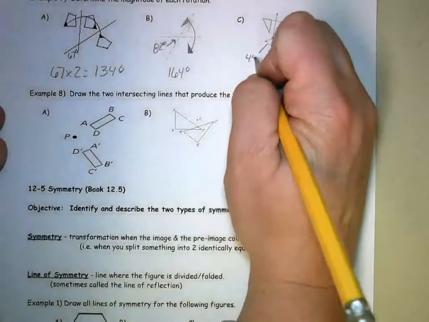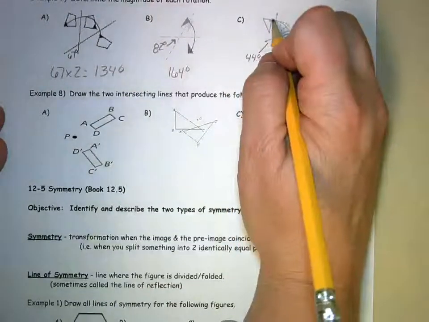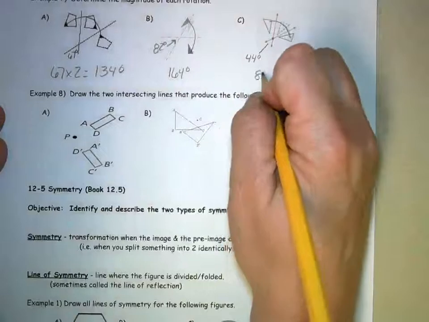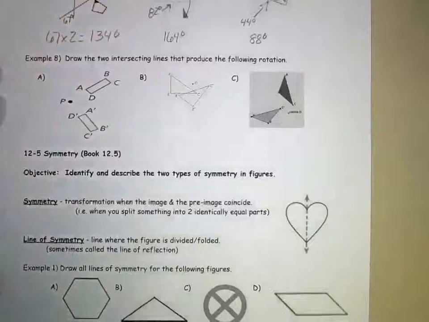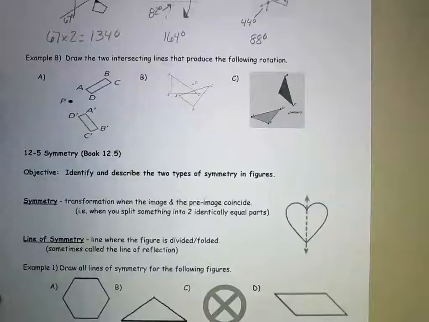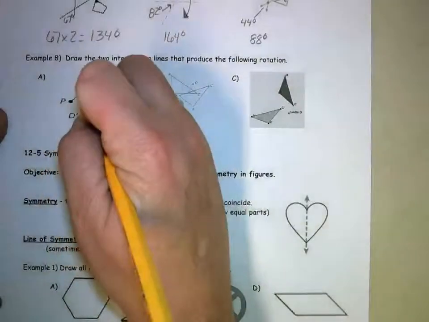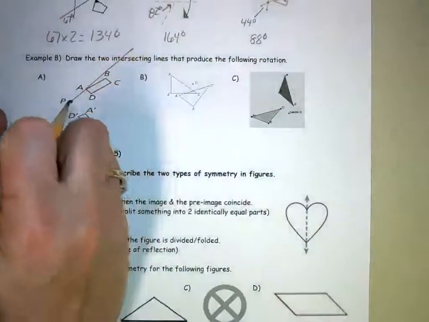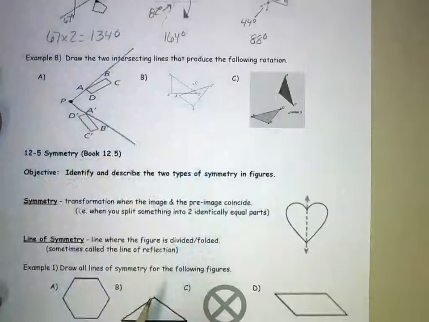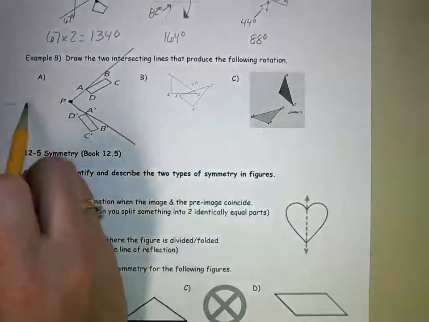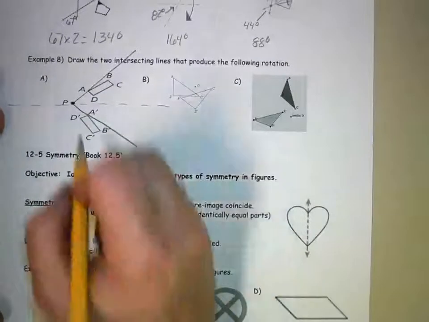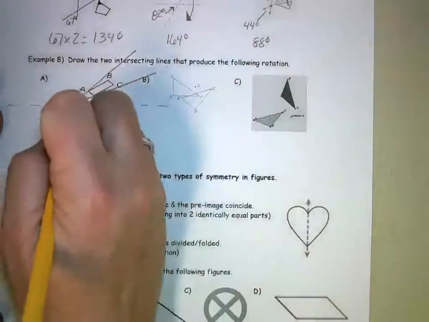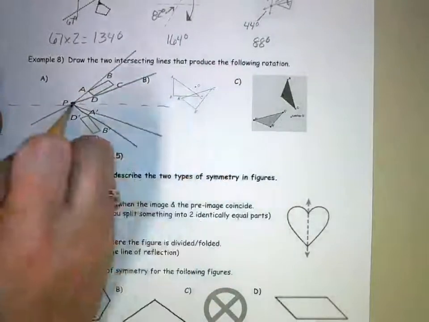This angle is 44 degrees. So the entire rotation would be 88 degrees. And example 8, draw the 2 intersecting lines that produce the following rotation. You connect the center of the rotation to 2 points, bisect that, so I cut that angle right in half, and then you bisect each of those angles.